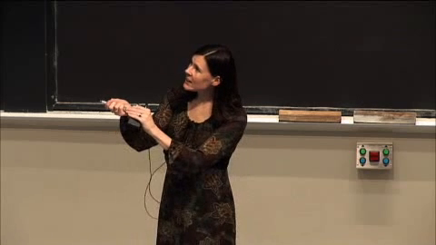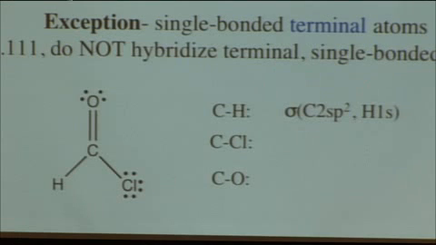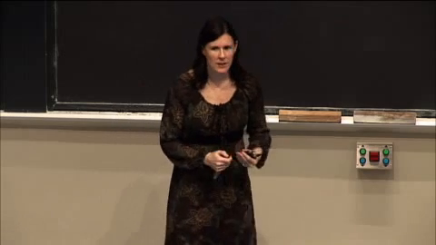Again, carbon is still 2sp2. It's the same carbon atom, and it's going to be a sigma bond because it's a single bond. But what about the chlorine? What atomic orbital is going to be bonding in the chlorine?